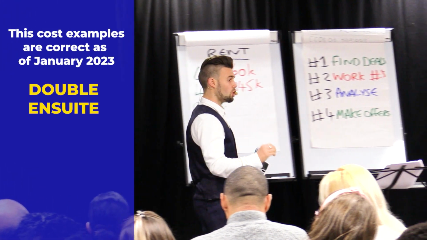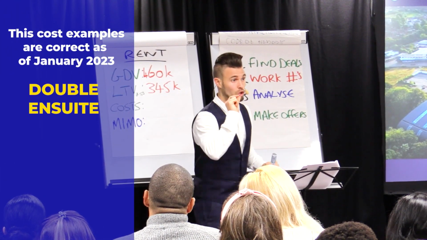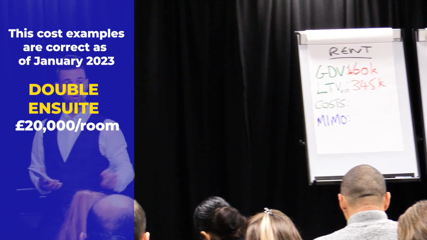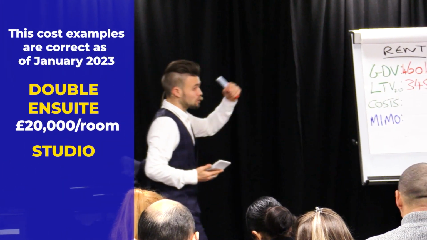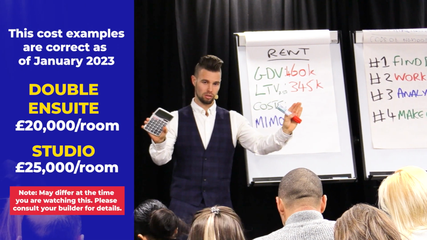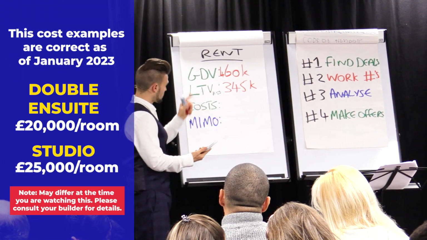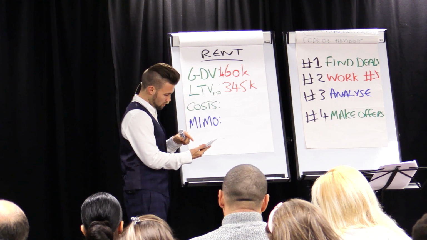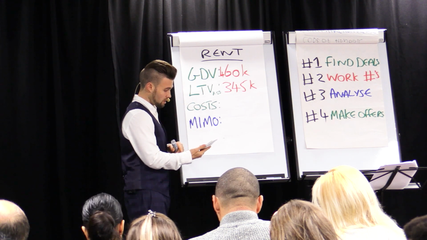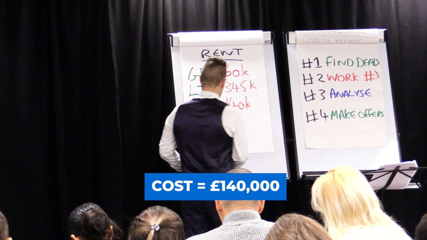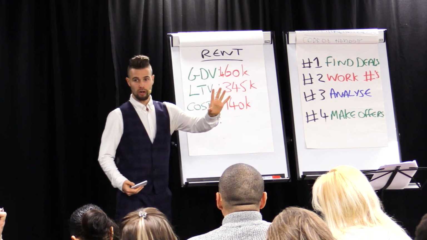Now the costs. So for a double ensuite room conversion, 20,000 per room. Just write that down. 20,000 per room. If you're doing a studio, it'll be 25,000 per room. This is just quick numbers. So let's work this out. 7 rooms, 7 times, what did I say, 20 is 140,000. Everybody with me so far, yes?